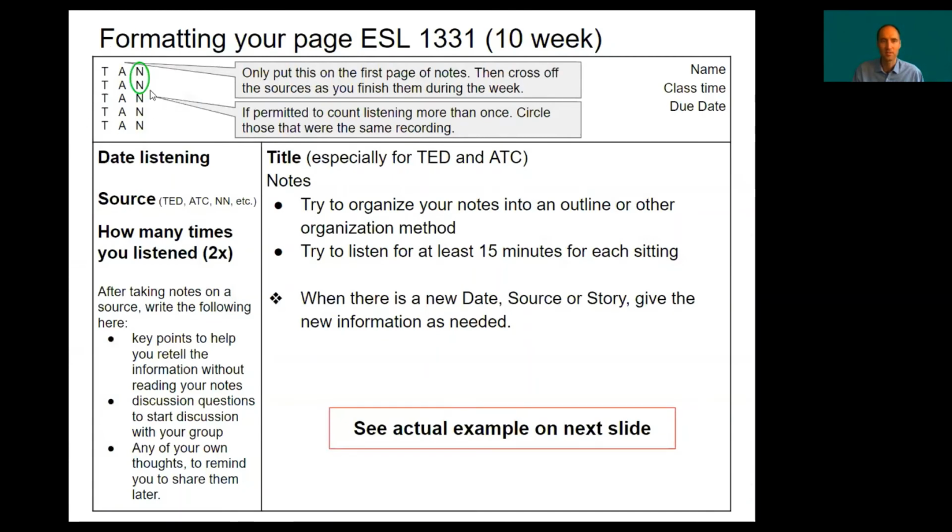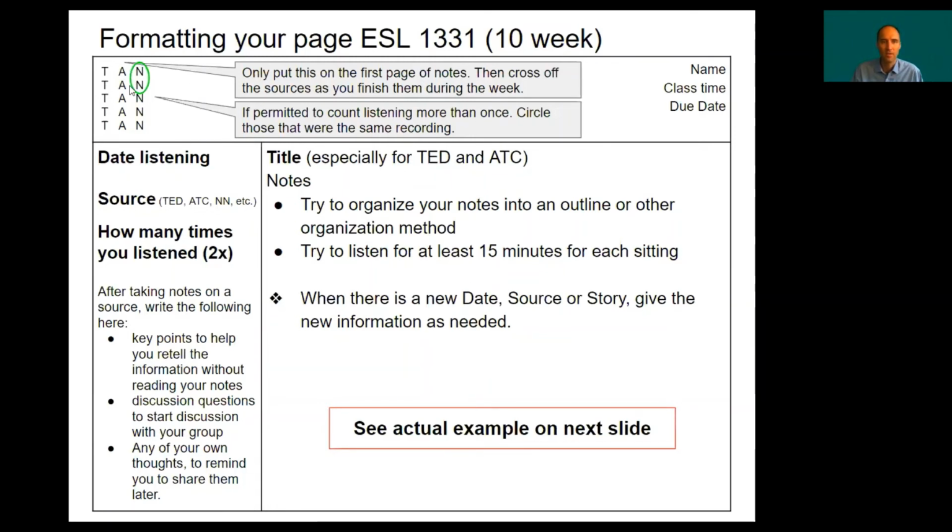I forgot to mention this TAN, what that is. After I listened to a TED Talk, I would just cross off one of the T's. When I listened to another TED Talk, I'd cross off another T. Maybe I listened to an All Things Considered, I'll cross off an A. This is a tally to keep track of what you already listened to. And it also lets me quickly see it when I look at your notes, just as an overview while I'm flipping through your notes, okay?